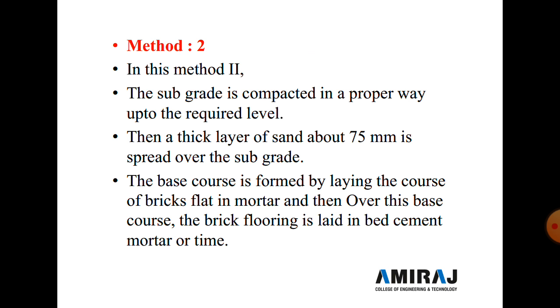Now the second method. In method number 2, the subgrade is compacted in a proper way up to the required level, and then a thick layer of sand about 75 mm is spread over the subgrade. So in method number 2, sand is required in place of the concrete. On the layer of sand, a base course is formed by laying coarse brick flat in mortar, and then over the base course the brick flooring is laid in a bed of cement mortar or lime mortar about 12 mm thick, in a required, good looking pattern.